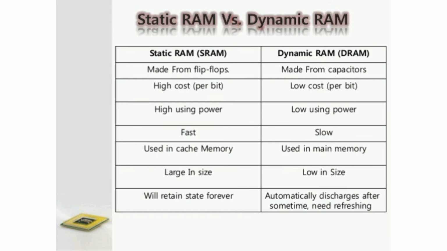And now we will see the difference between static RAM and dynamic RAM. Static RAM is made up of flip-flops and dynamic RAM is made from capacitors. Static RAM is high in cost and dynamic RAM is low in cost. In static RAM, the power used is high, and in dynamic RAM, low power is used. Static RAM is used in cache memory and dynamic RAM is used in main memory.